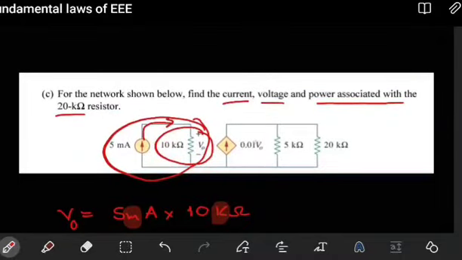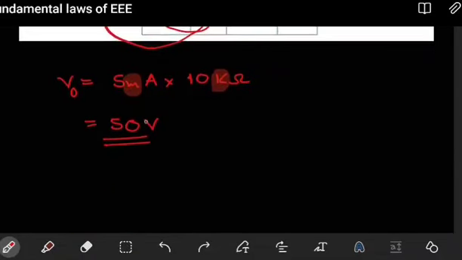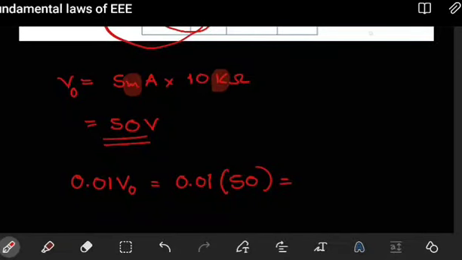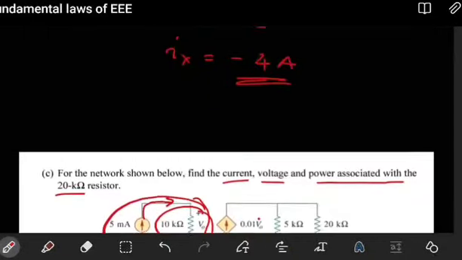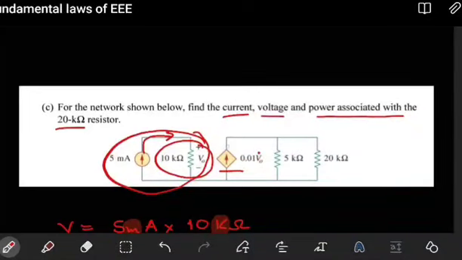Once you have the value of V0, you can now understand how much current is being sent in this line by that dependent source. You have 0.01 V0, and our V0 is 50. So when you multiply, you get 0.5 amps. So this voltage controlled current source is actually sending 0.5 amps of current.